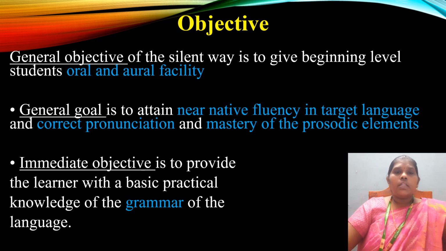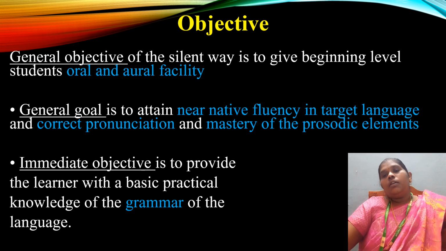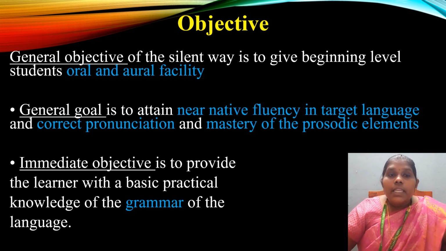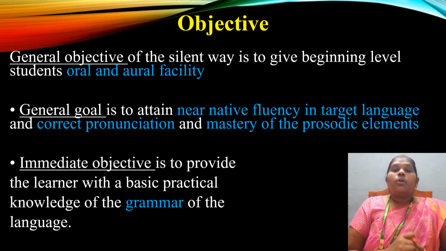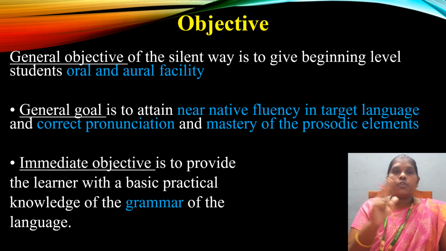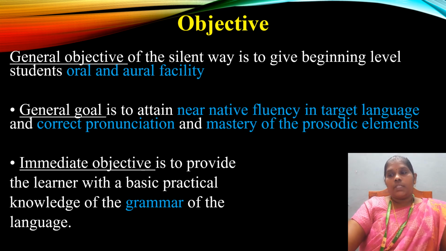Objective. The general goal and the immediate objective: three things have been given. The general objective here is that the learner must get beginning level oral and aural facility. Listening as well as speaking facility must be there. So to give beginning level students the oral and aural facility, that is the first objective. The second one is to get native speaker fluency, to speak like a native speaker.